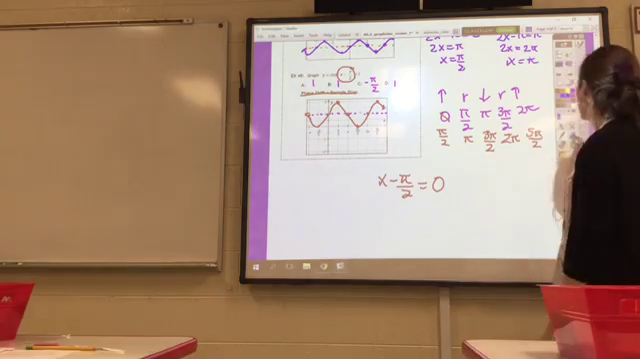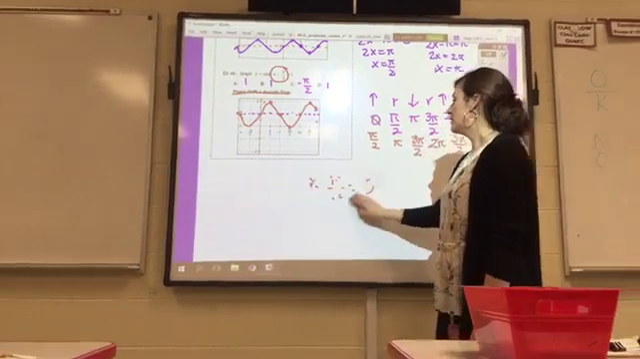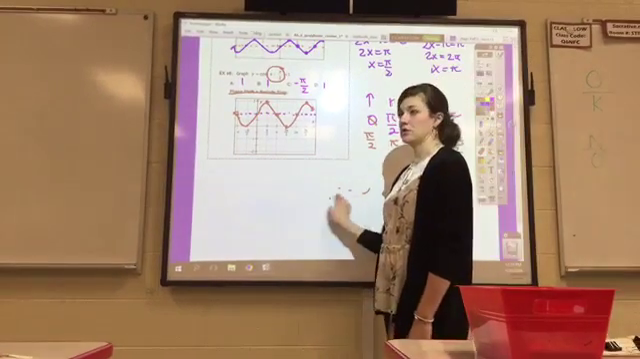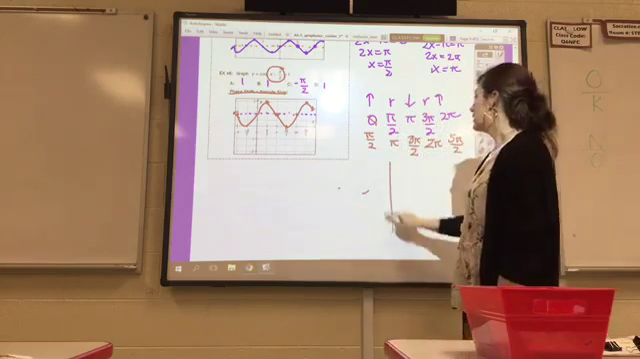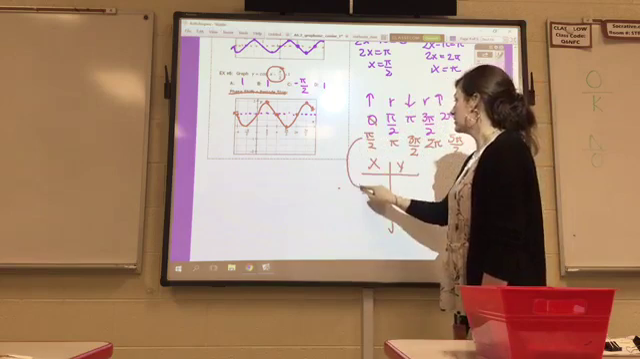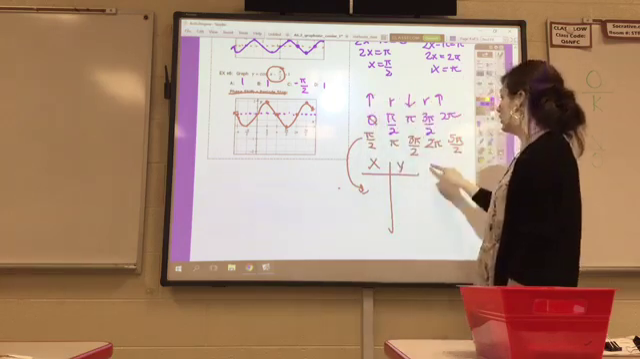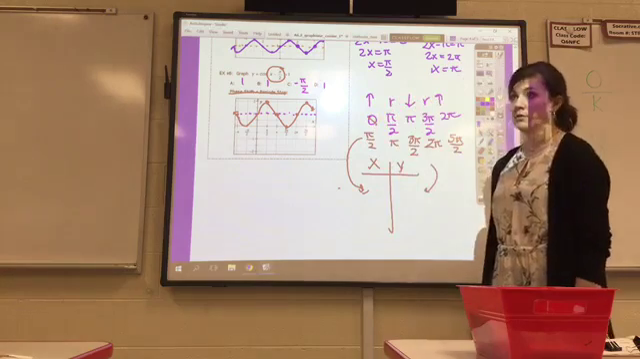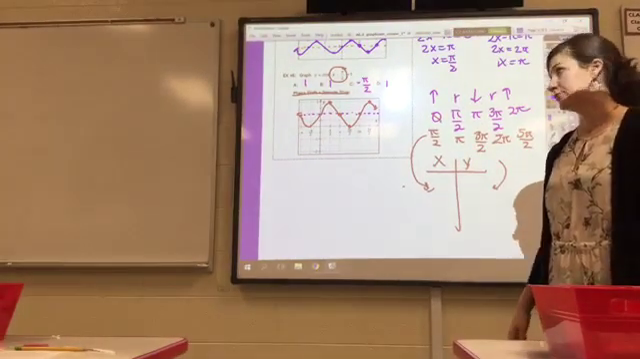See, so essentially, Nolan, I'm making a t-chart without making a t-chart. Do you understand that? Yeah. Because these are my x values, and this up, root, down, root, up, those are the y's. I'm just not writing it as a t-chart. Okay?